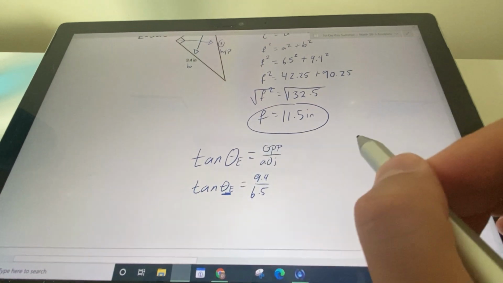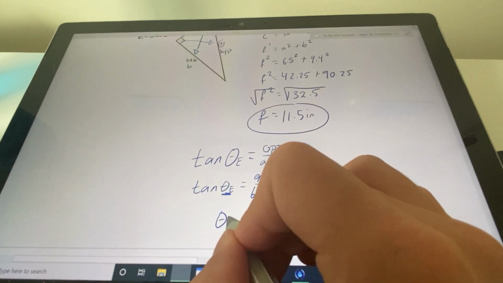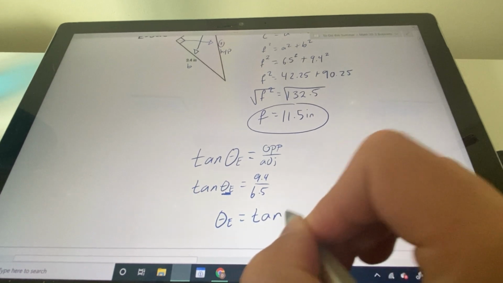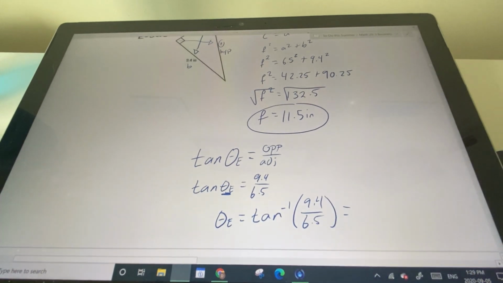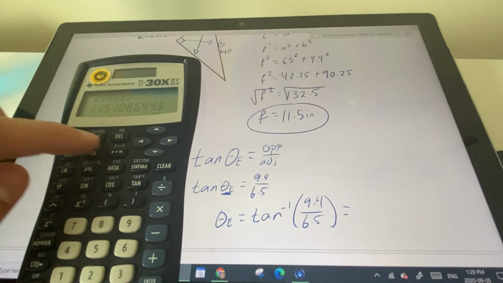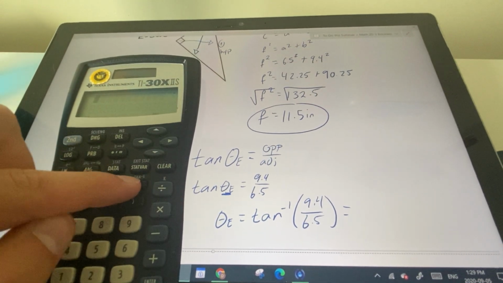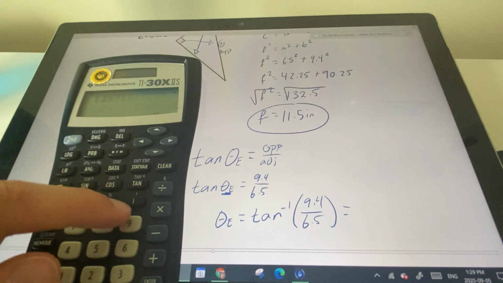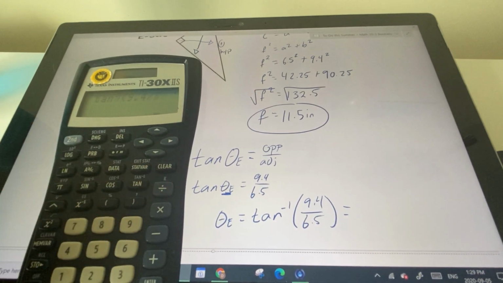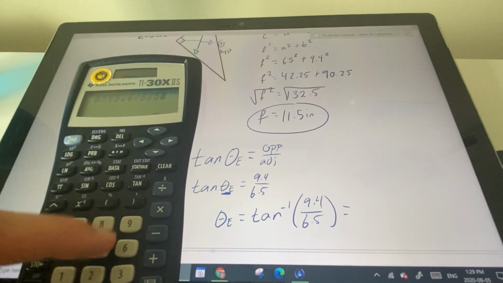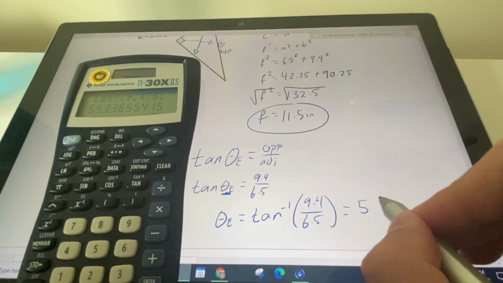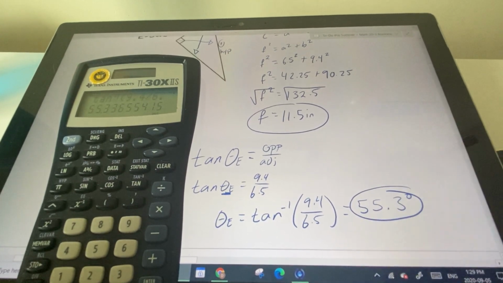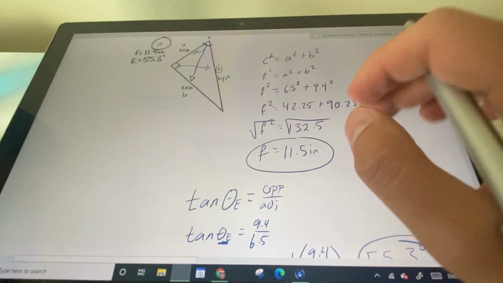We actually want to figure out what this angle is. Anytime we're solving for angle, we use inverse tan. So tan negative 1, 9.4 over 6.5. And what is that going to give me? Well, remember, how do we plug that in our calculator? We are going to do second tan, which gives us the negative 1, okay, 9.4 dividing 6.5, and that gives me 55.3 degrees, and that is our angle of E.